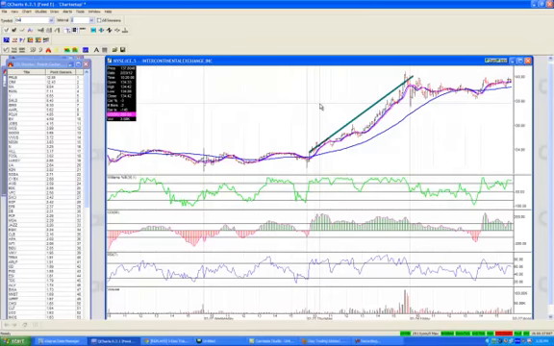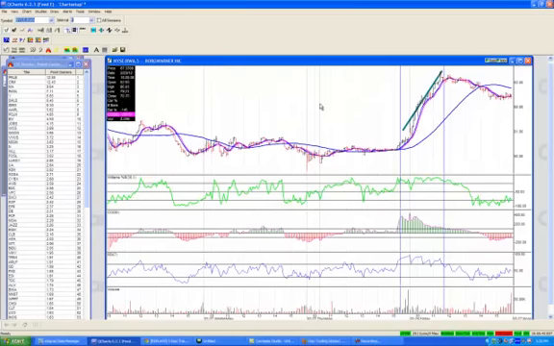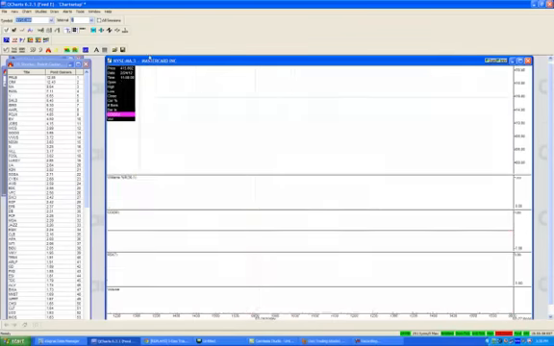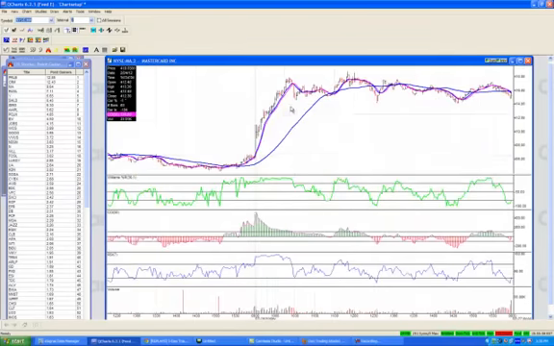Here's another example. This is Friday. We've got BWA breaking out. We've got MasterCard breaking out. I mean, look at this move. Bam. Started the day 406, went all the way to 417.